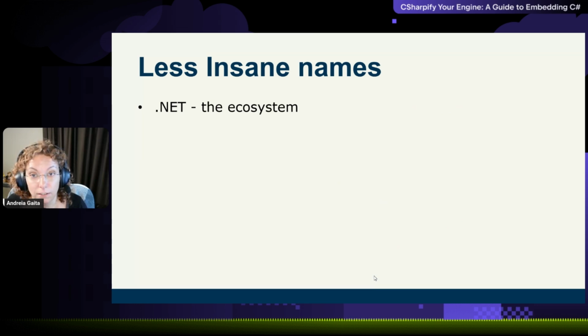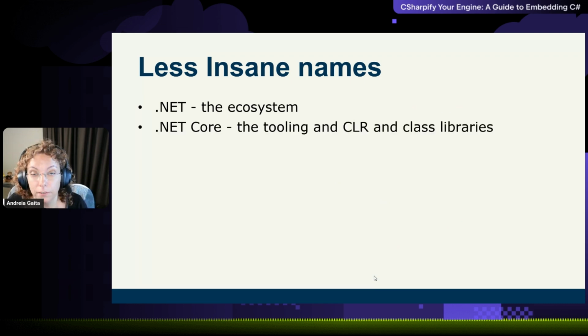So when I say .NET, it's the ecosystem. It's the whole bundle. When I say .NET Core, it's the tooling and CLR and class libraries. Especially because the runtime is called, literally the DLL is called Core CLR. So it's .NET Core. It's core.